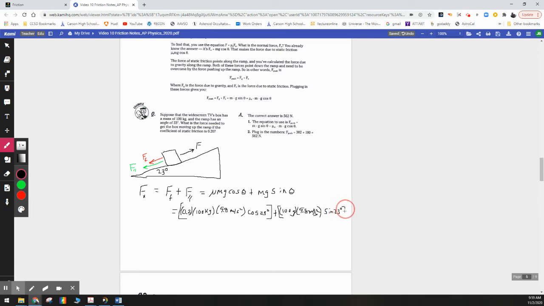All right, so we do all of this work here, and we should get about 562 newtons. So this is the force needed to get the box moving up the ramp.